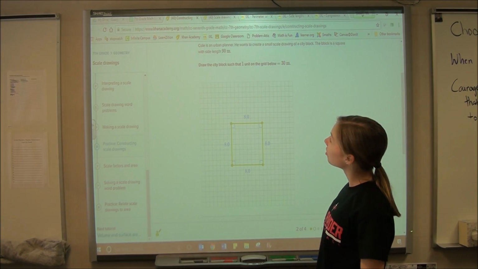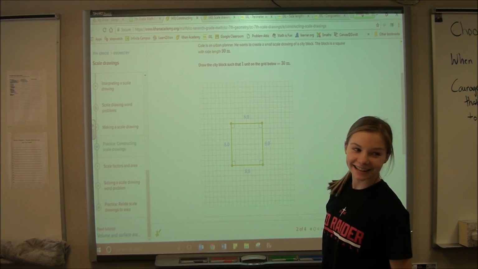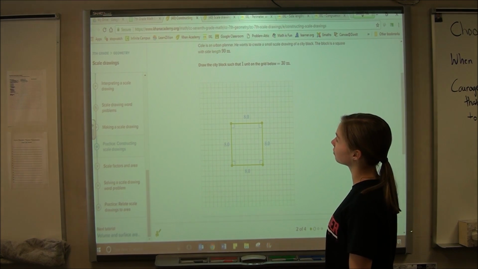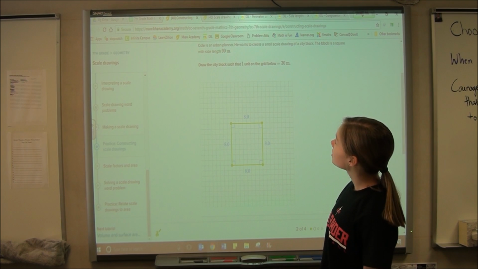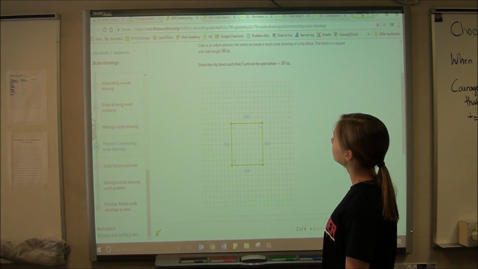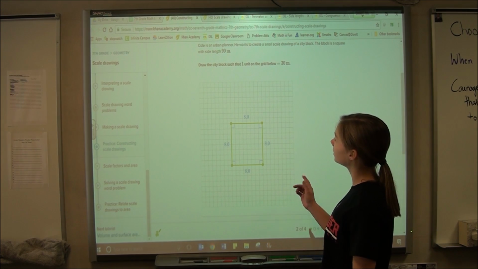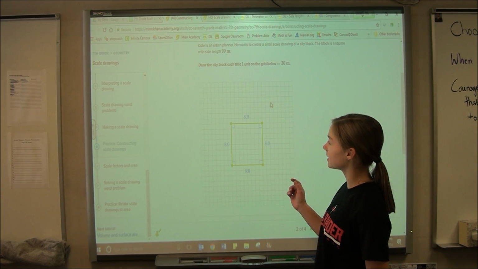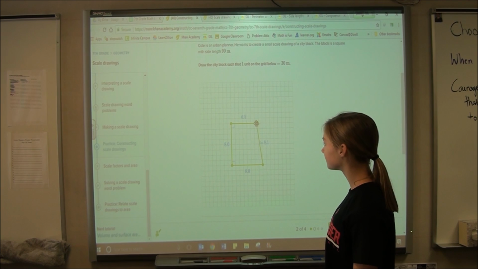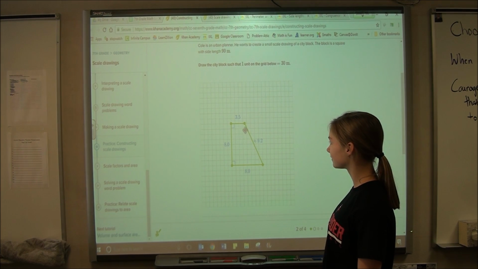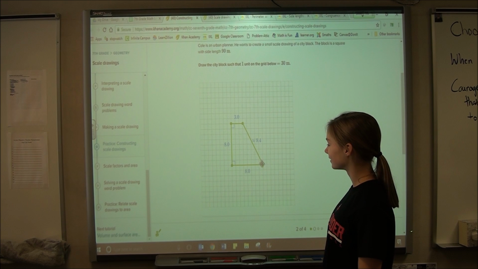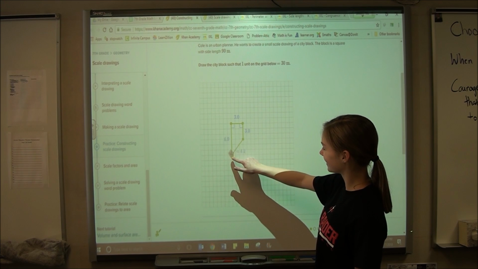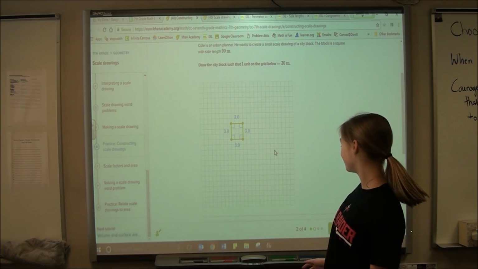So for this one, Cole is an urban planner. He wants to create a small scale drawing of a city block. The block is a square with side lengths of 90 meters. So draw a city block such that 1 unit on the grid equals 30 meters. So we know if 1 unit equals 30 meters, 30 times 3 is 90. So we just need a square that is 3 by 3. And there you go.